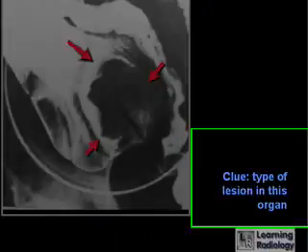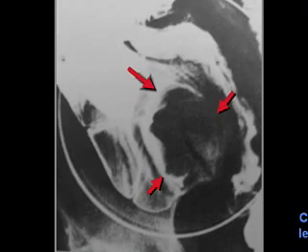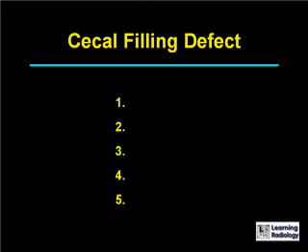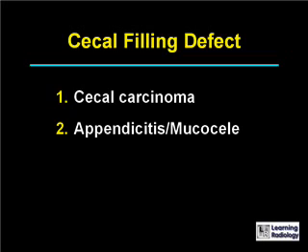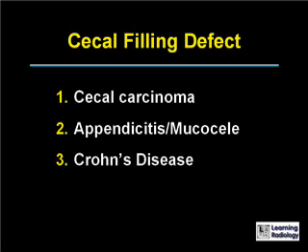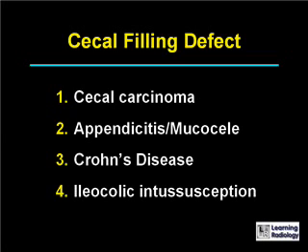This is the next differential diagnosis. The differential is for a cecal filling defect. There are 5 causes listed. The causes of a cecal filling defect can include a cecal carcinoma, appendicitis with or without a mucocele, Crohn's disease, an ileocolic intussusception, and lymphoma.